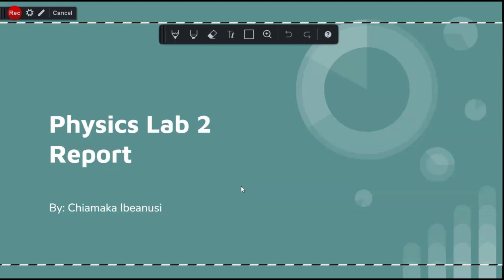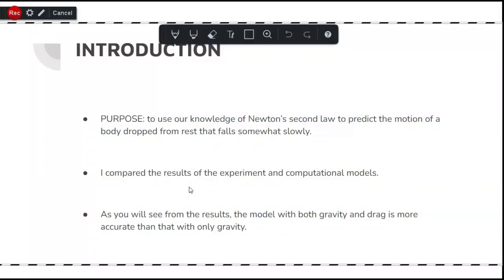In this lab, I tracked the motion of a body free-falling and created two computational models of the same experiment that predict that motion. The first was only affected by gravity, while the second was affected by both gravity and drag. The purpose of this lab is to use our knowledge of Newton's second law to predict the motion of a body dropped from rest that falls somewhat slowly.